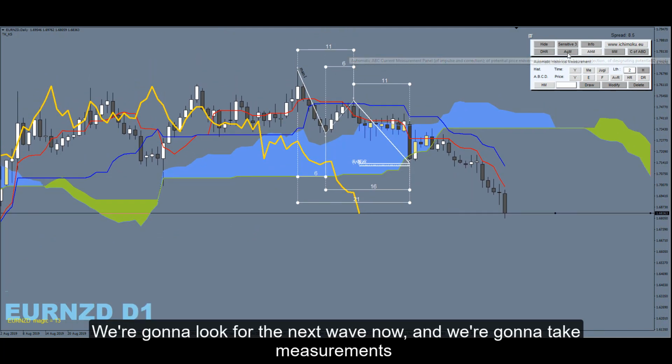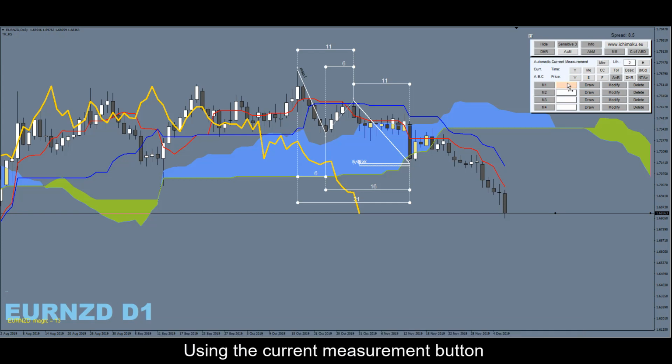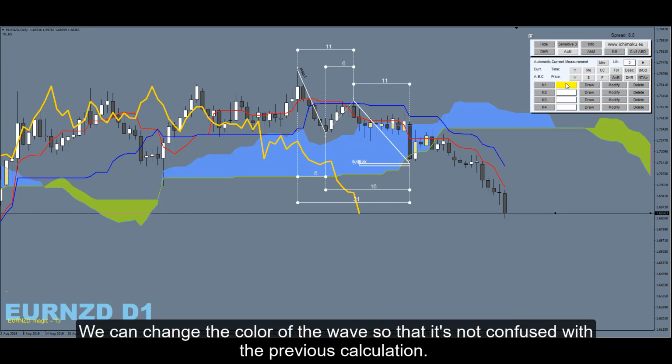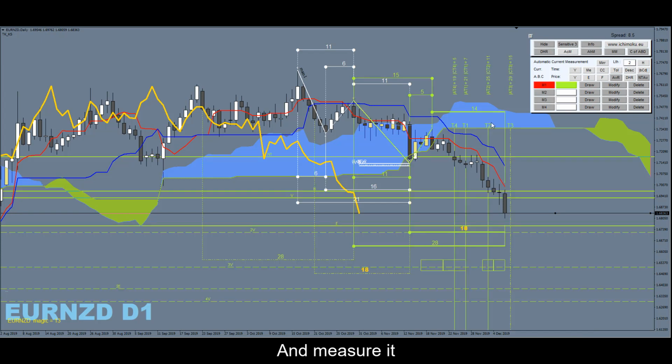We're going to look for the next wave now, and we're going to take measurements. Using the current measurement button, we can change the color of the wave, so that it's not confused with the previous calculation. We need to find the points A, B and C, and measure it.